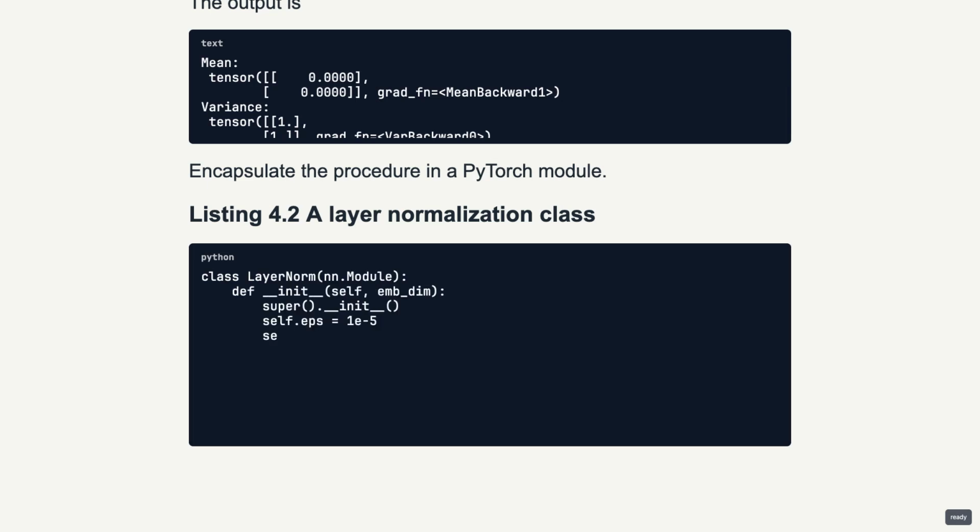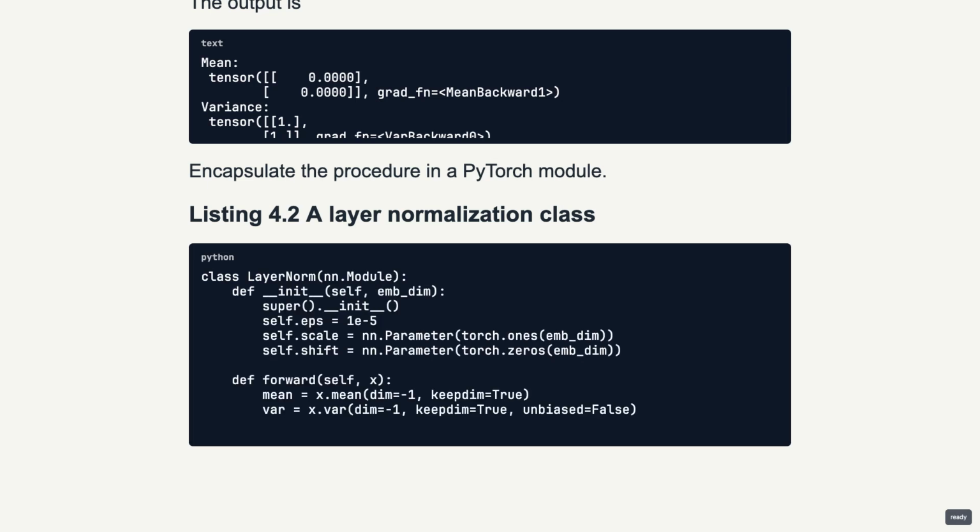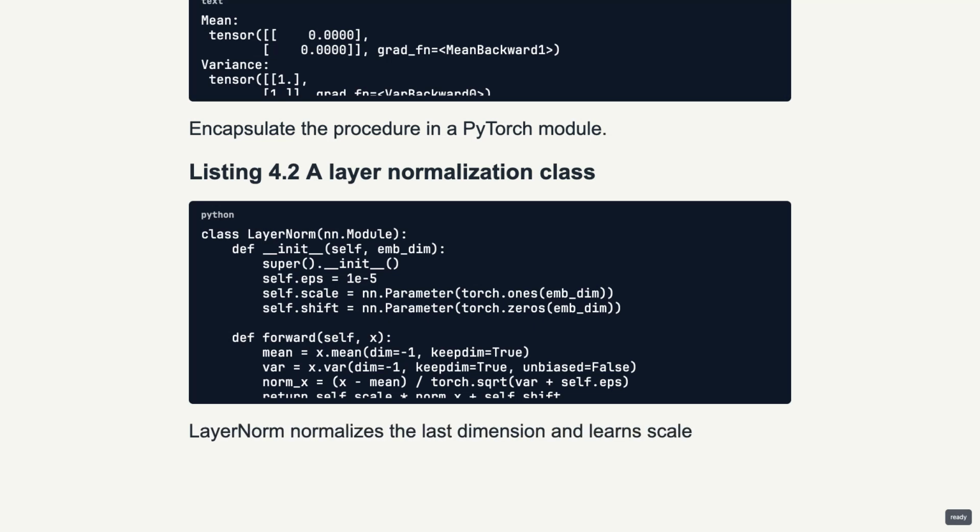The forward pass computes statistics across the last dimension, then normalizes with a small epsilon to avoid division by zero. After that, scale and shift let the model learn a better representation than pure standardization alone. The last dimension is the feature or embedding axis, so each token or example is normalized independently along its own representation. The trainable scale and shift keep the layer flexible instead of forcing every output to have exactly the same final form.